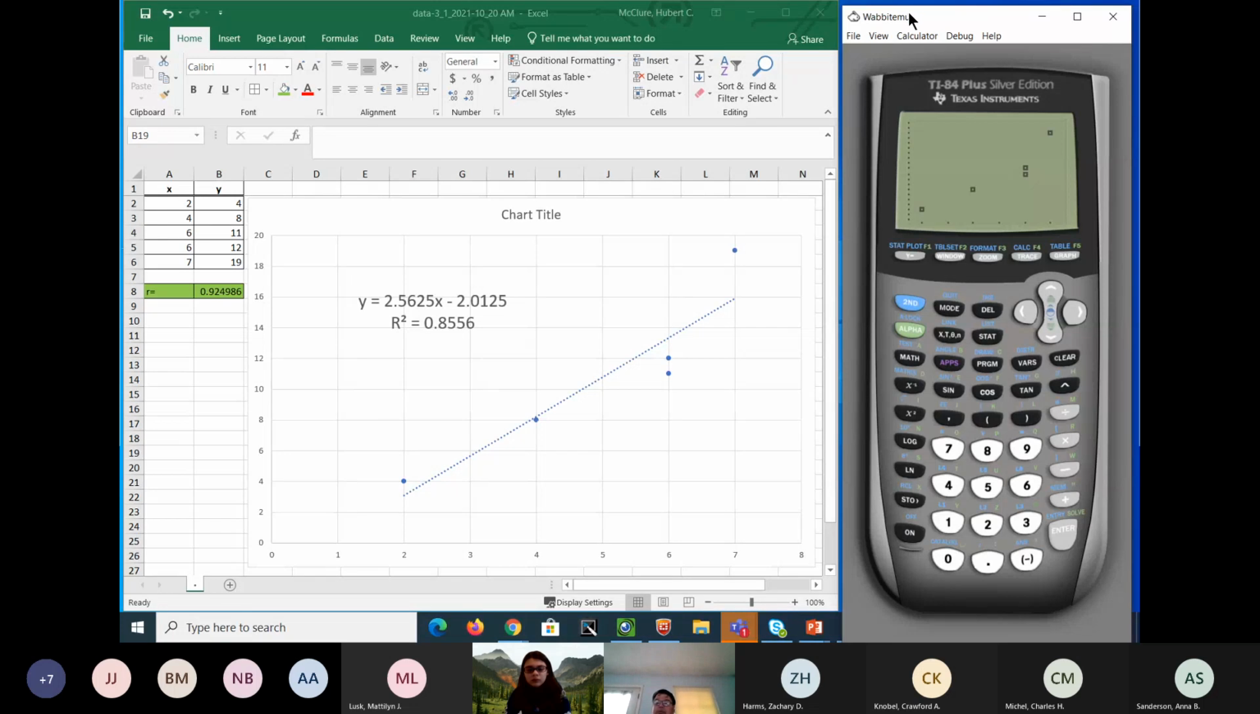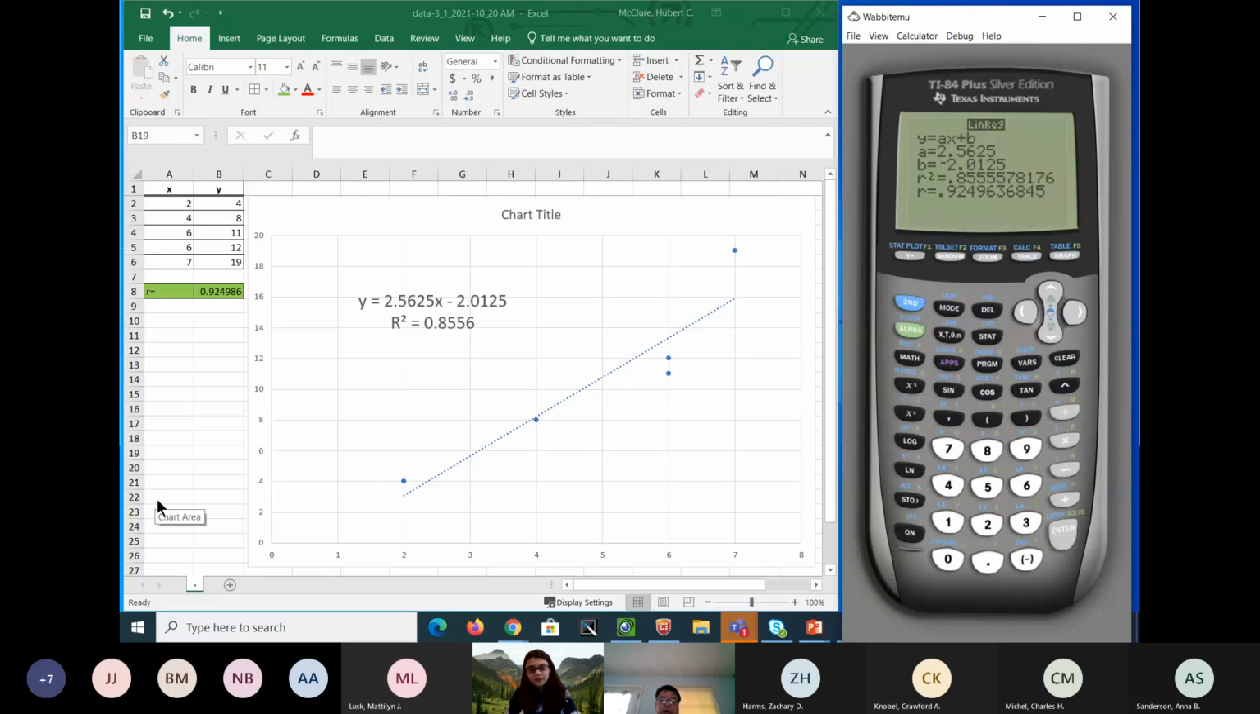Now, on the calculator, how do you find the least square regression or the line of best fit? You go to stat, go to calculate, and go to linear regression. It's already defaulted to L1 and L2, and you hit calculate.